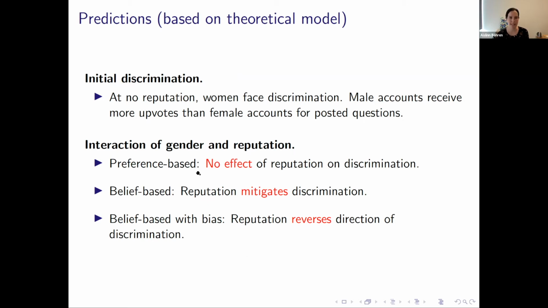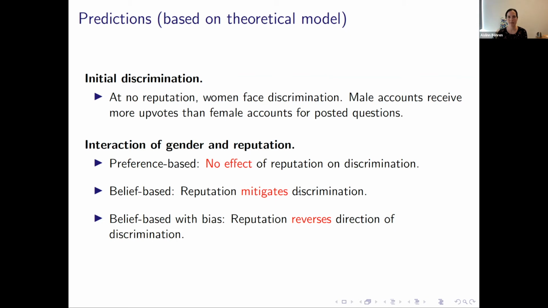Of course, just seeing this in isolation, we can't say anything about the source. It could be generated by preferences, accurate beliefs, inaccurate beliefs. This one piece of information wouldn't tell us anything about that. But then we also looked at the interaction of gender and reputation. And from the theory, we see that if it's preference-based, there's going to be no effect of reputation on discrimination. We'll also see discrimination against females at the high reputation accounts. Whereas if it's belief-based, then the reputation should mitigate discrimination, for the argument I previously gave.